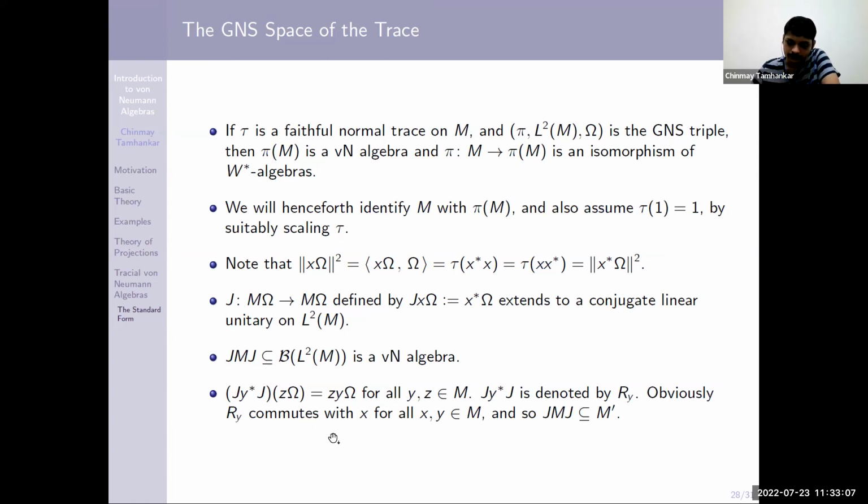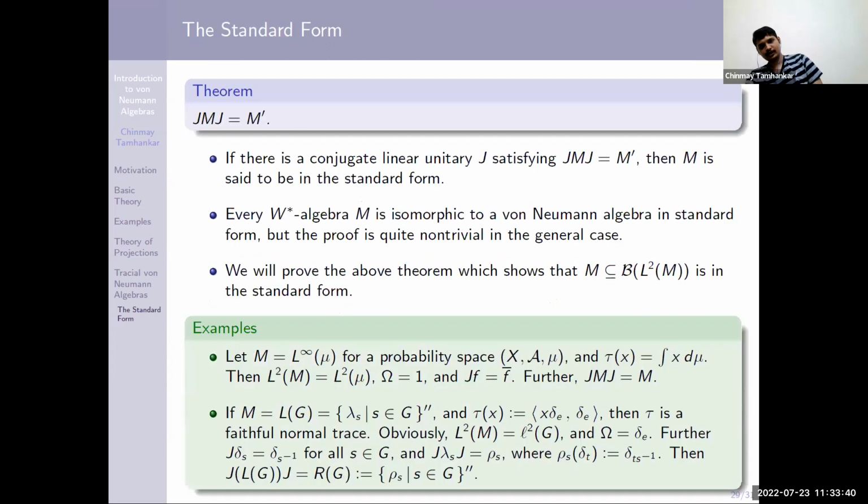So note that this J y star J commutes with x for all x and y in M. This is because J y star J is the right multiplication and x gets multiplied on the left. So their actions do not interfere with each other and so they commute. And so we get that this JMJ is contained in M commutant. But what is actually the beautiful thing about this GNS space is that this JMJ is equal to M commutant.